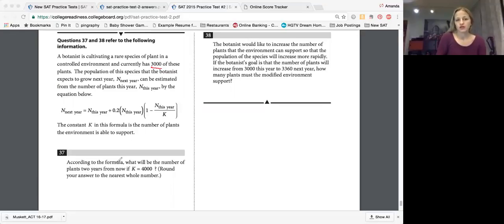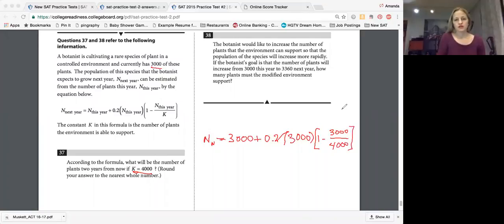So here in question 37, now they give us the k value. And what they want to know is the number of plants 2 years from now. So we can only find out the next year from this formula, right? So n next year equals the number this year, 3,000, plus 0.2 times the number this year, 3,000 again, times 1 minus 3,000 over 4,000.